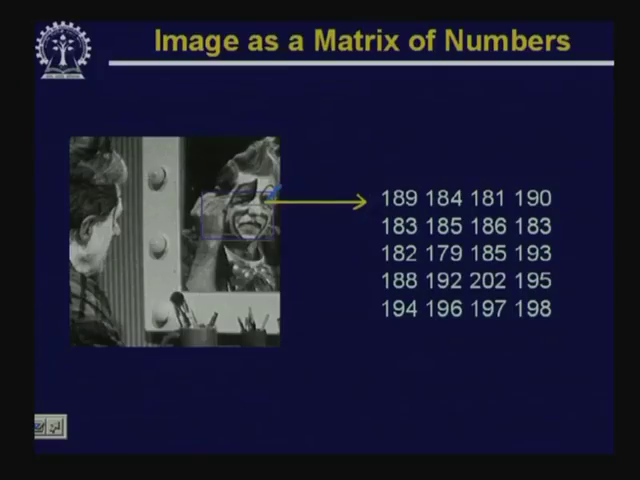Now, here is an example. You find that we have shown an image on the left hand side, and if I take a small rectangle in this image and try to find out the values in that small rectangle, you find that these values are in the form of a finite matrix, and every element in this small matrix assumes an integer value. So an image, when it is digitized, will be represented in the form of a matrix like this.